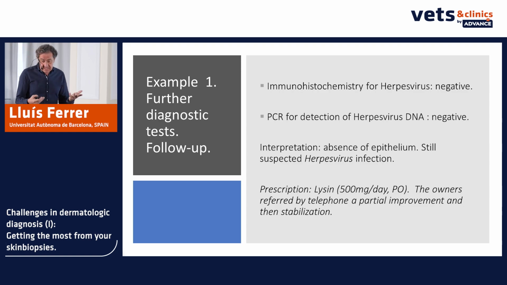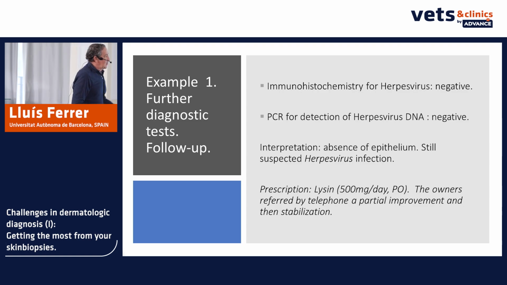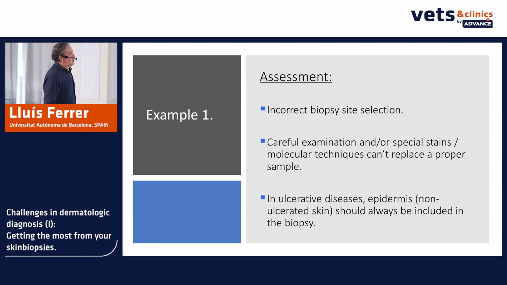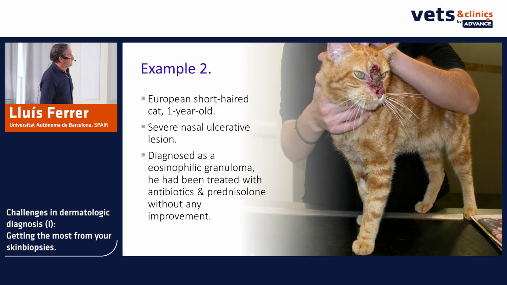I said, I still consider that this is herpes virus, but if you do not include epidermis, you will never detect the virus. The failure selecting the sample cannot be repaired doing fancy techniques later. It's done. And the cat remained with the lesion and probably healed later on. We lost it. So the assessment is that the site selection was incorrect. And this cannot be fixed later. It's a very important step.